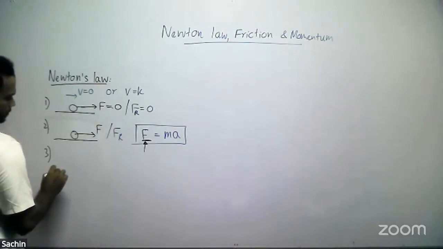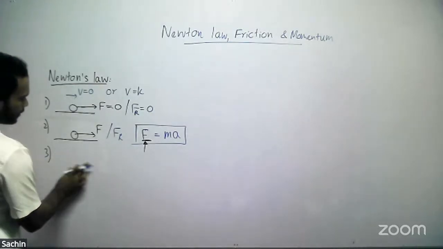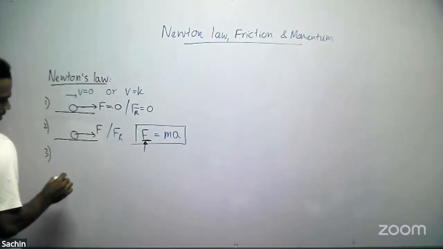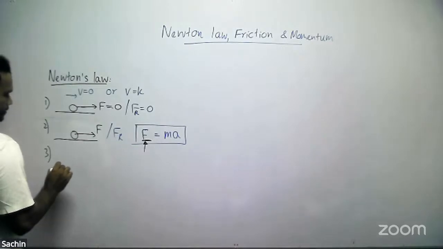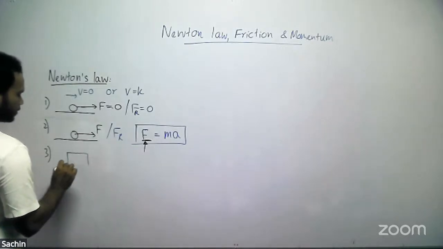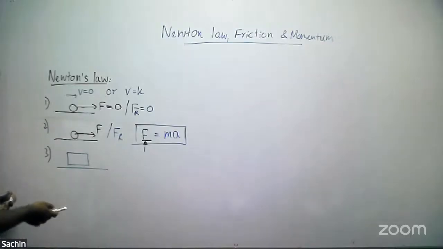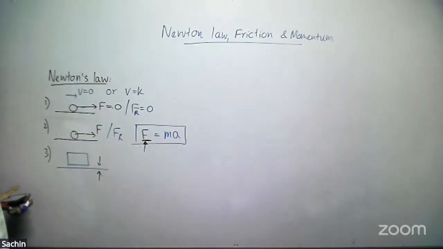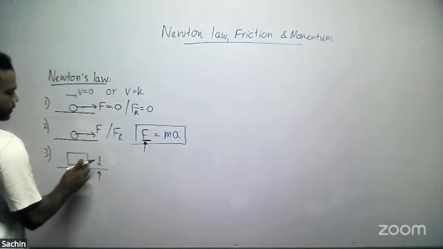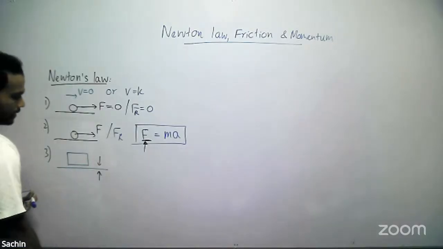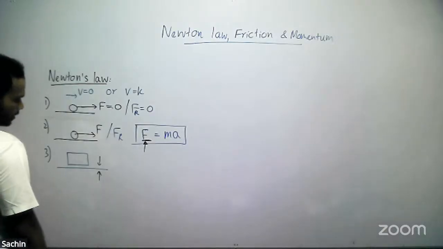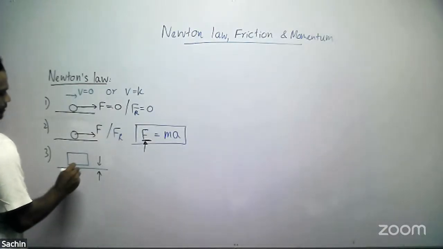And the third law is a very famous law, which is every action has an equal and opposite reaction. Okay, let's say you have kept something on a table. What happens when you keep it on the table is these two surfaces are in contact. Whenever two surfaces are in contact, we say there will be normal forces. Okay, normal forces will be generated. We call it normal reaction.